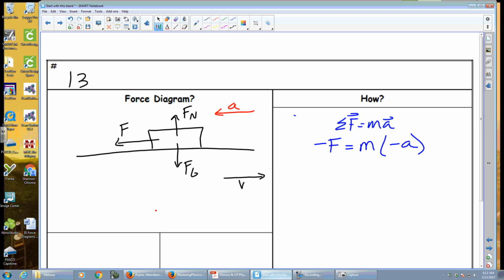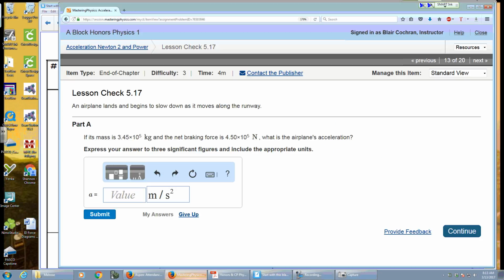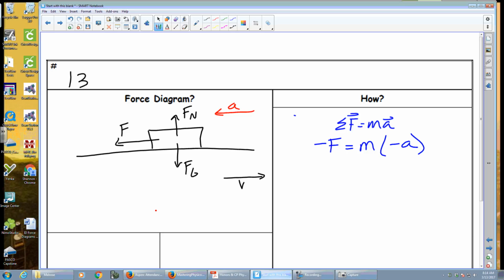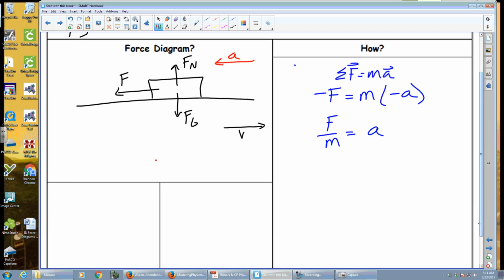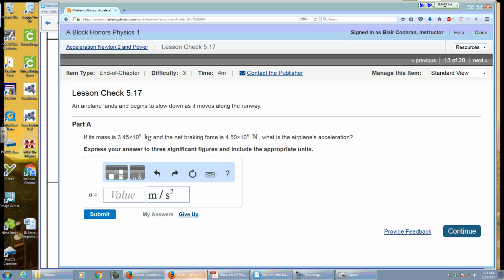And what do I want to know? The acceleration. So I'm going to get the acceleration by itself. F over M equals A. Oh, they tell me F. Let's see, 4.5 times 10 to the 5th newtons.